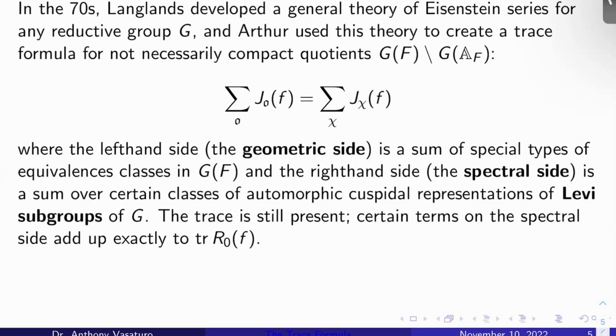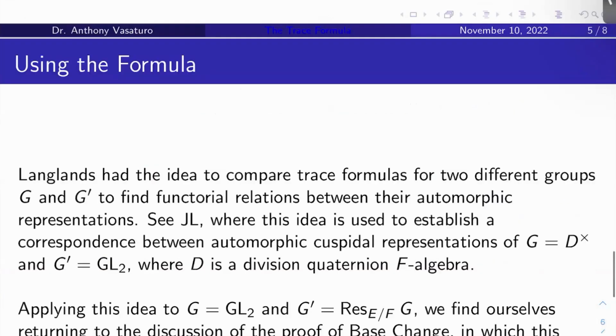Okay, now where did the trace go? It's still present actually, because certain terms on the spectral side here actually add up exactly to the trace of R0 of F, which is the thing we're trying to work with. So how do we use the formula?